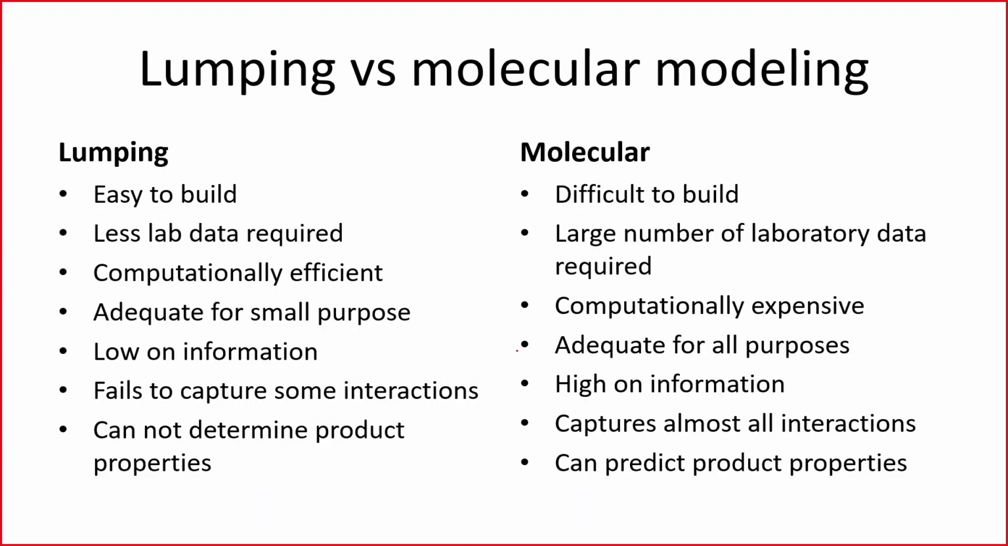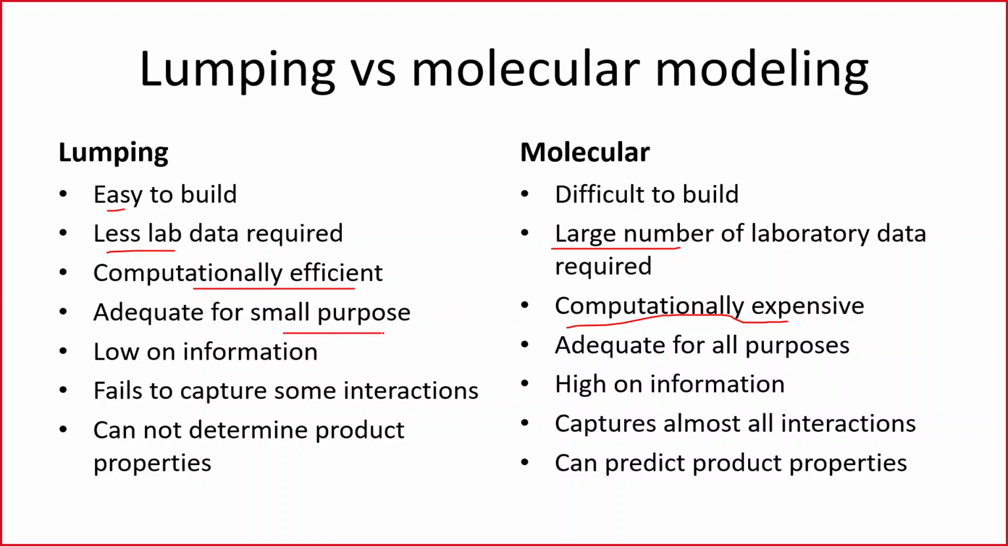I will leave you to this, and then make a comparison. Lumping, as we know it, is easy to build. Molecular, you will need lots of resources and data. With lumping we need less lab data; with molecular you have to have a large number of data. Lumping is very efficient and very easy to compute. Molecular, you will need more computing power for that.